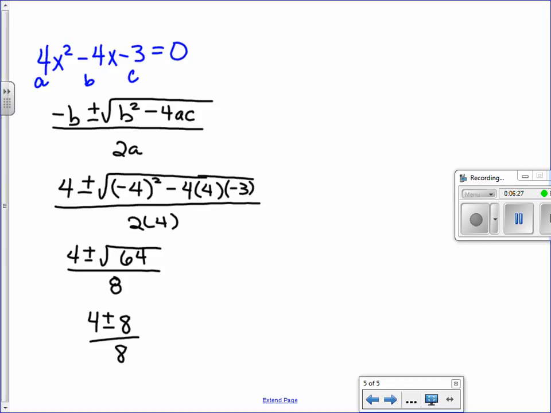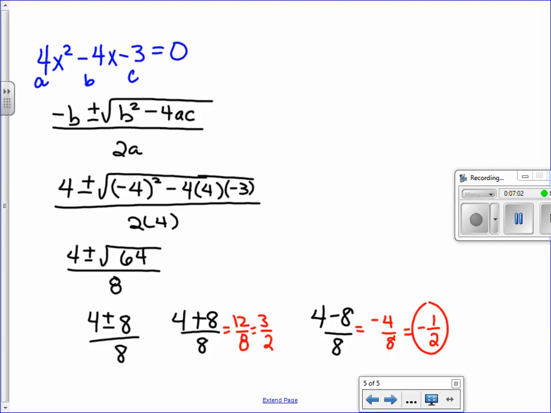That was another mistake a lot of you made on that last quiz. Like there would be a 2 on top, a 2 on bottom, and you just mark them out. No. This is 4 plus 8 divided by 8, and 4 minus 8 divided by 8. 4 plus 8 divided by 8, that's 12 over 8, which reduces to 3 halves. This is a negative 4 over 8, which reduces to a negative 1 half.